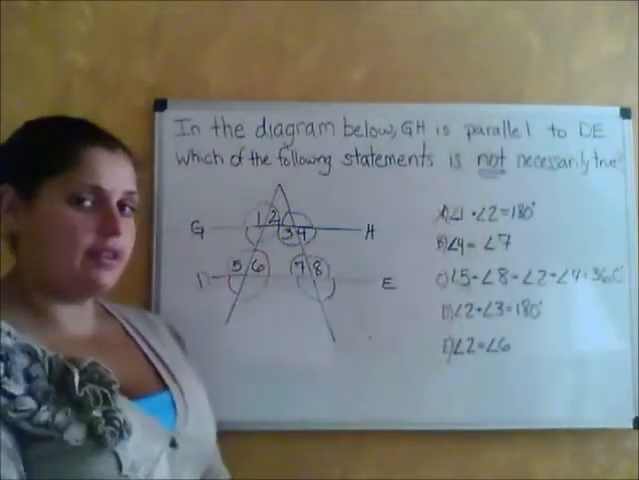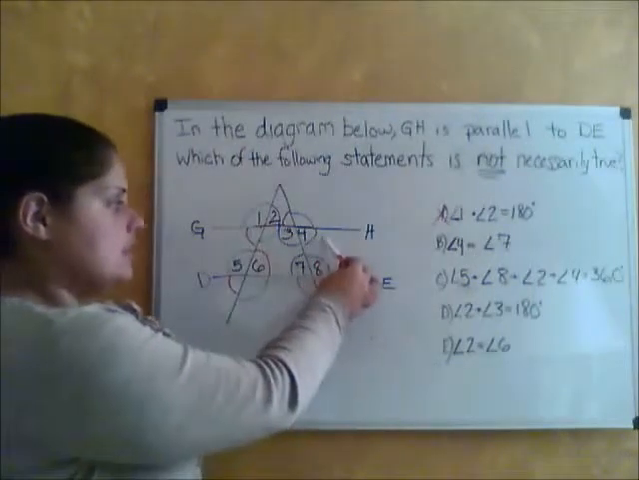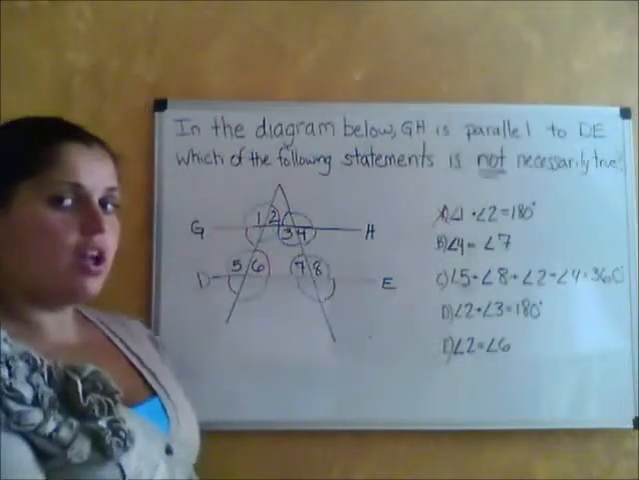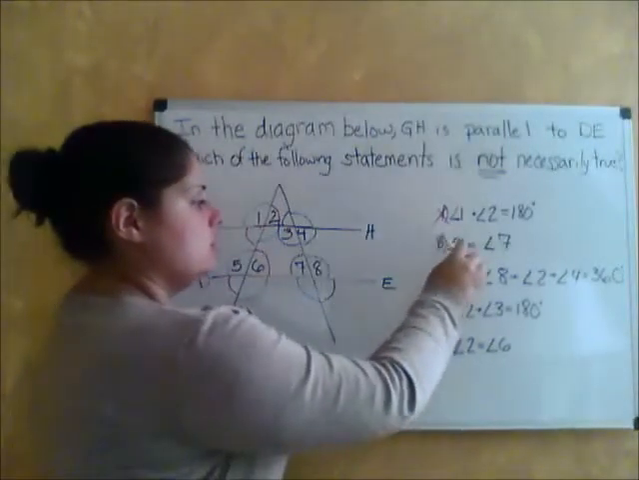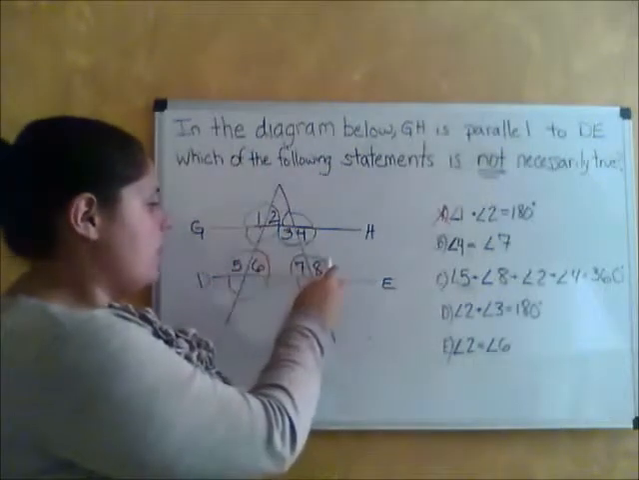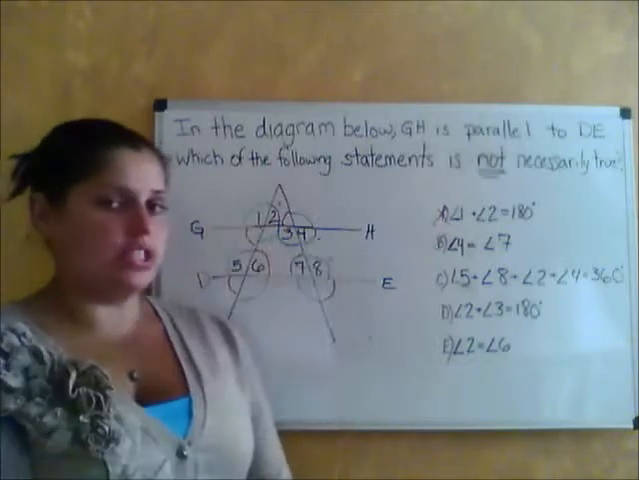Now we go to B. In B, it tells us that angle 4 is equal to angle 7. Since they are the same color, then that is also always going to be true, and this is not a possible answer. If we go to C, it tells us that angle 5, angle 8, angle 2, and angle 4 are equal to 360 degrees.